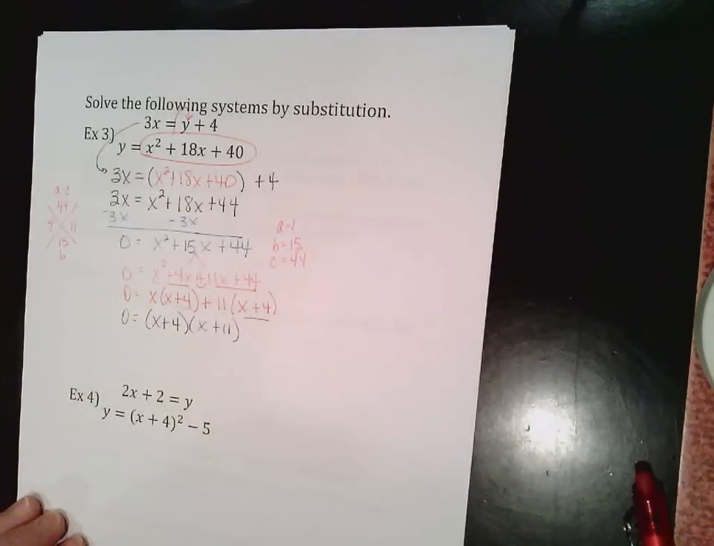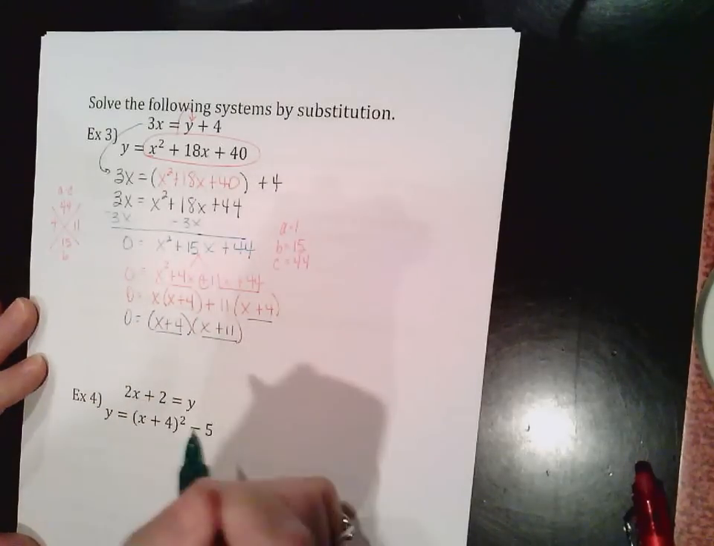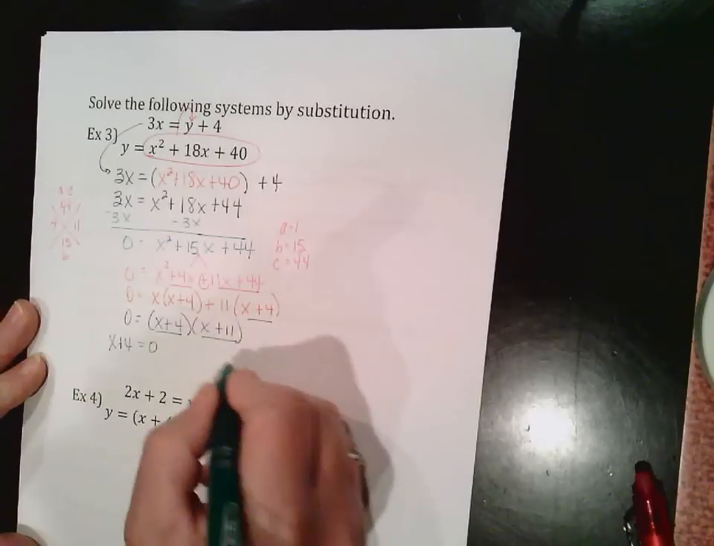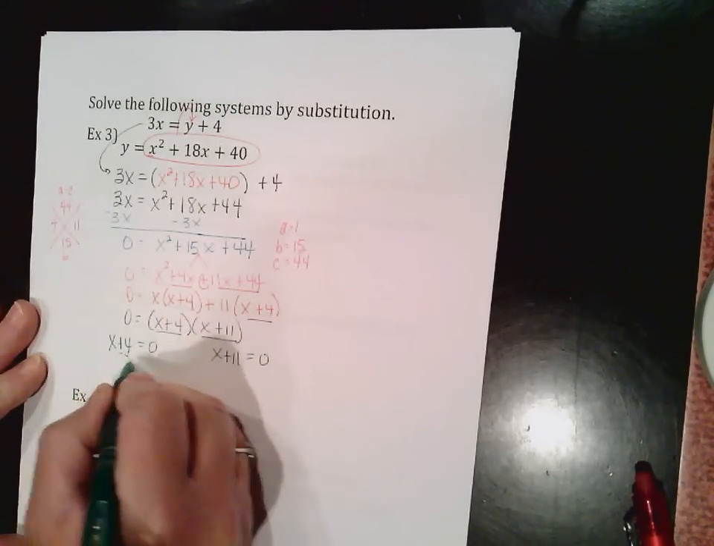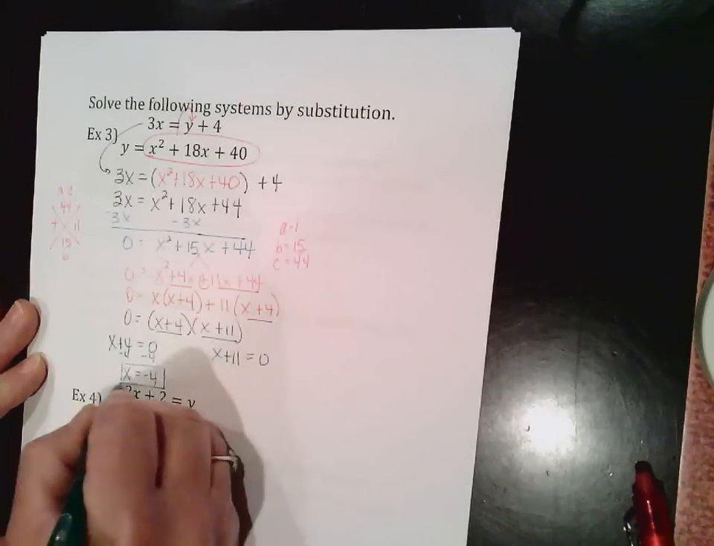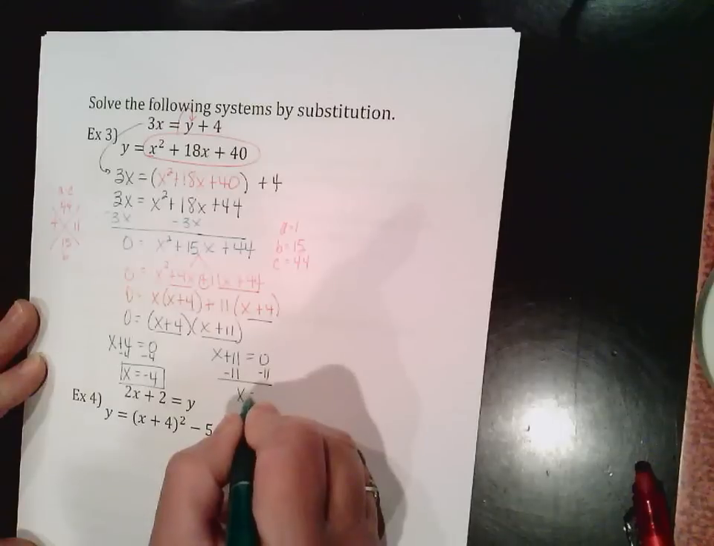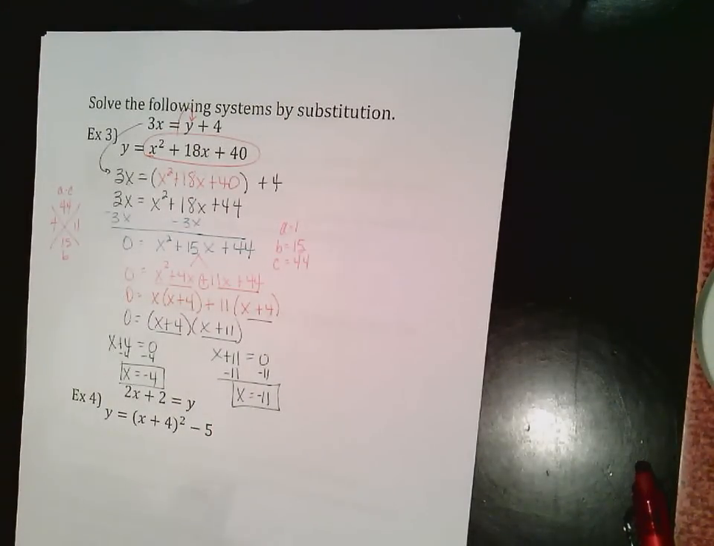Now that I've factored it, I can take each of these factors, because I'm going to use the zero product property, set each of these equal to 0. X plus 4 equals 0, and x plus 11 equals 0. Here I'll subtract 4 from both sides, and I have x equals negative 4. Here I'll subtract 11 from both sides, and I have x equals negative 11. And those are my 2 solutions for that problem.